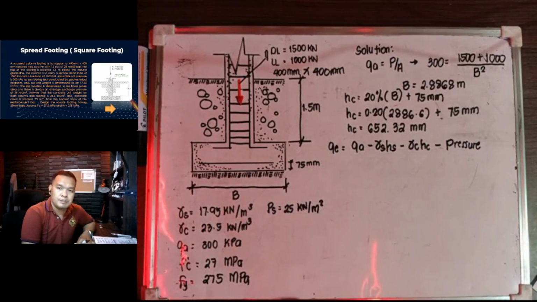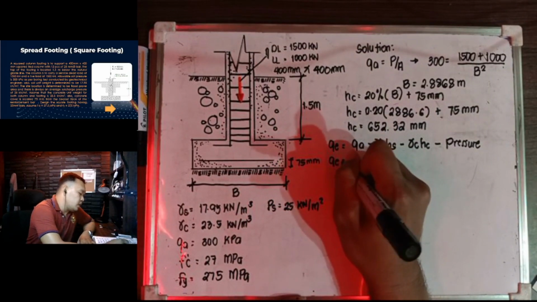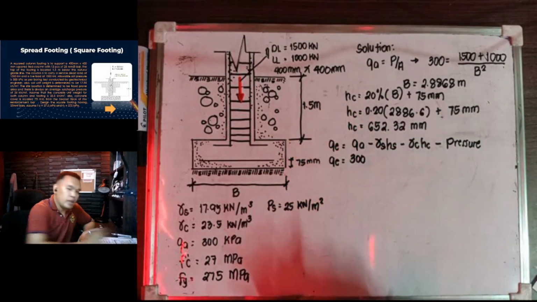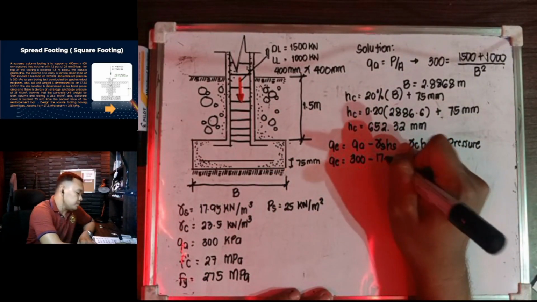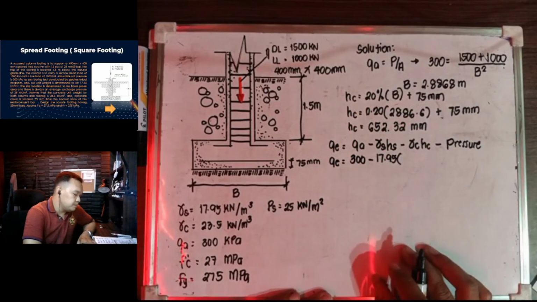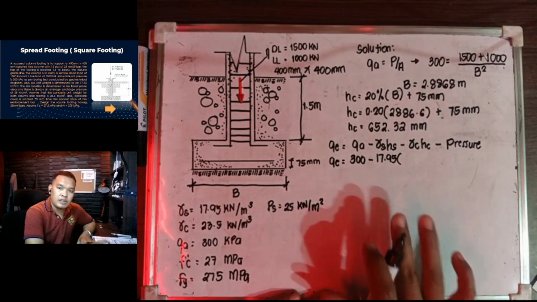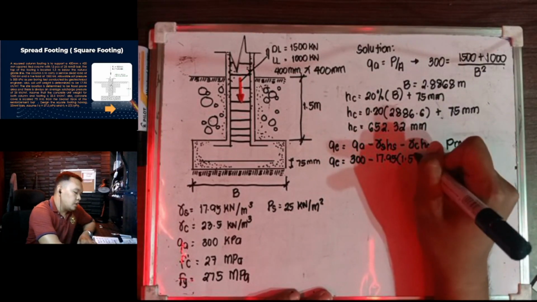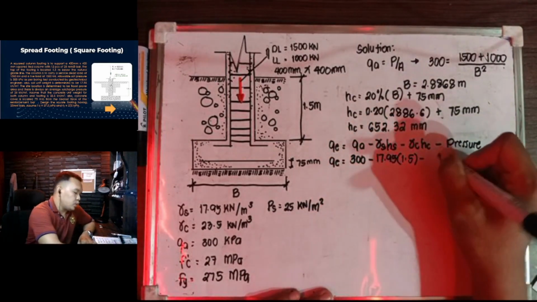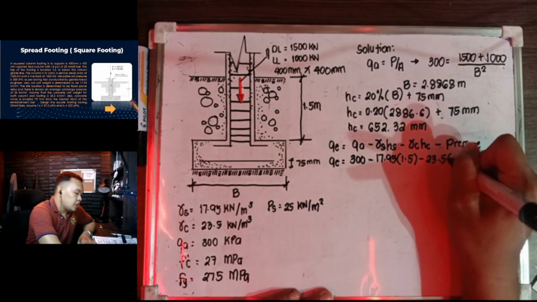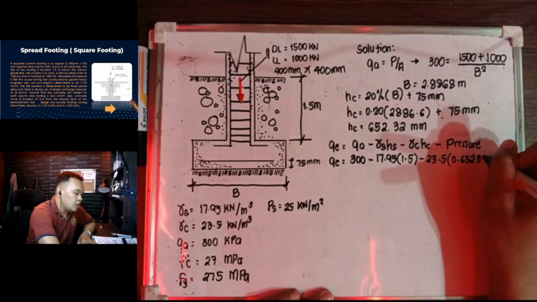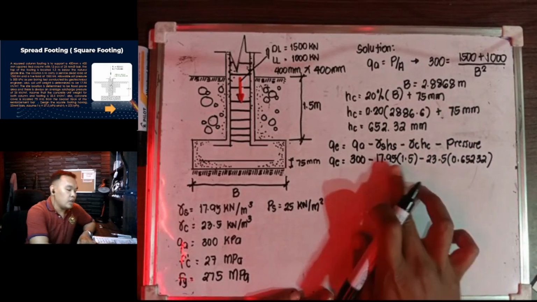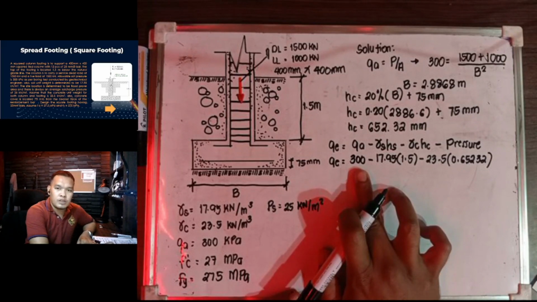sa ating ilalim, no? Okay, to get the value of QE, we have here 300 which is QA minus soil unit weight which is 17.95 multiplied by HC height ng soil which is 1.5 minus unit weight of concrete which is 23.5 times height ng concrete which is 0.65232. Take note na ito ay naka kPa, so kilonewton per meter squared, no?